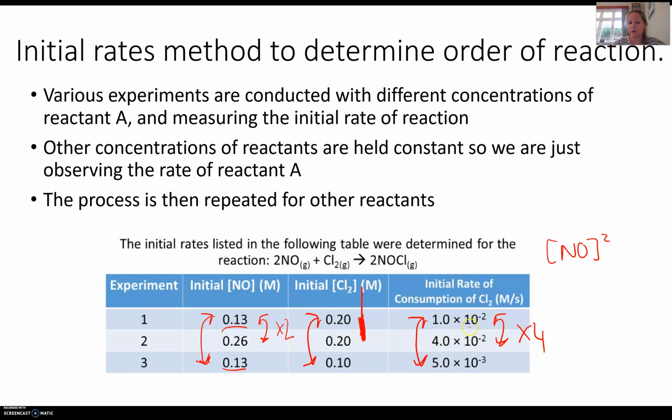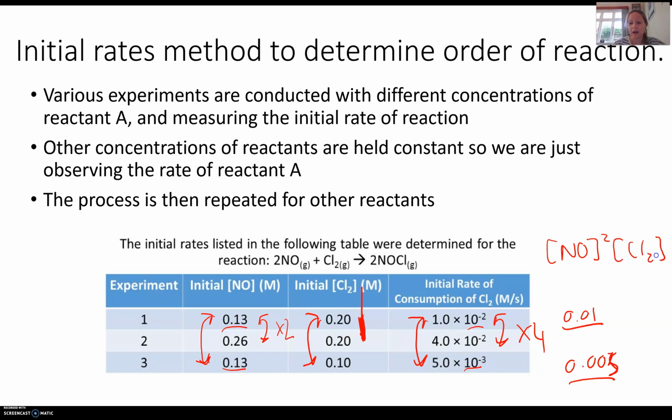Now, for some of you who don't like scientific notation, just turn it out of scientific notation, and it would be a lot easier for you to see. That's probably a lot easier for a lot of you to see that the number's been halved. So when the concentration was halved, the rate was halved, which means that's a proportional change, which means we're looking at Cl2 being first order.